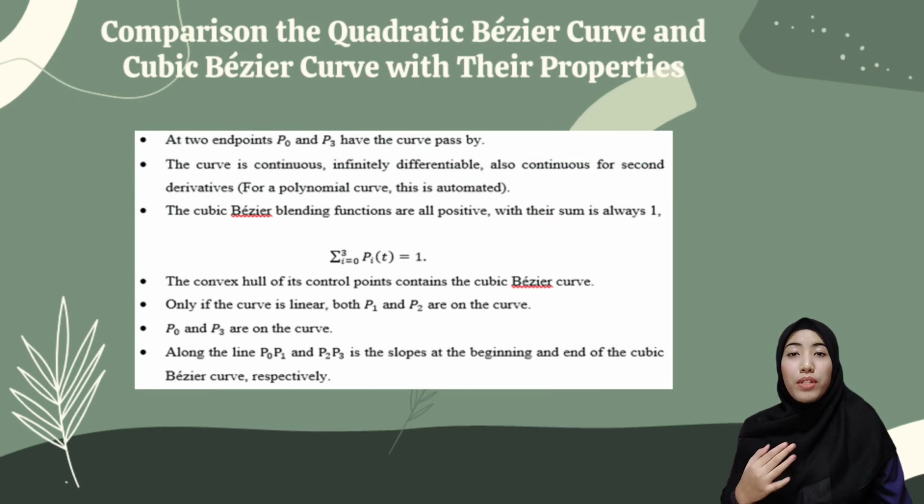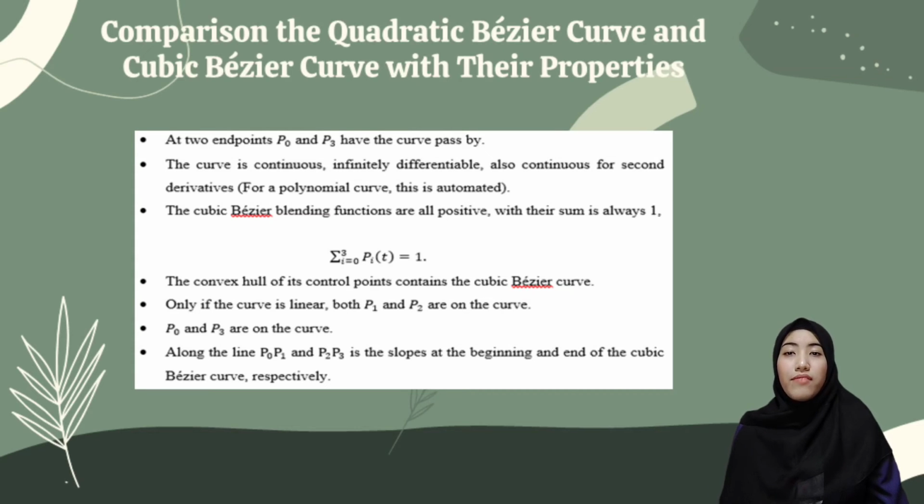It can be seen from the comparison above that the properties of the quadratic Bezier curve are similar to those of the cubic Bezier curve. The first comparison shows that both methods have curves that pass through the control points at their own endpoints. Secondly, the quadratic Bezier is a continuous curve. It has continuous derivatives in all orders, the same as the cubic Bezier. But the cubic Bezier is infinitely differentiable, also with a continuous second derivative. These properties hold for both methods because they are polynomial curves.